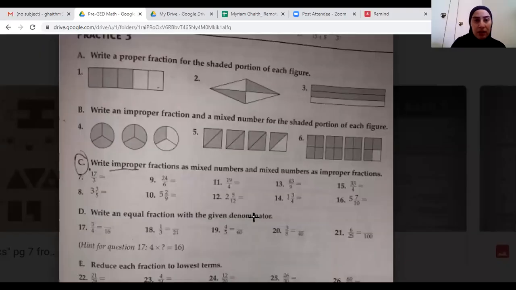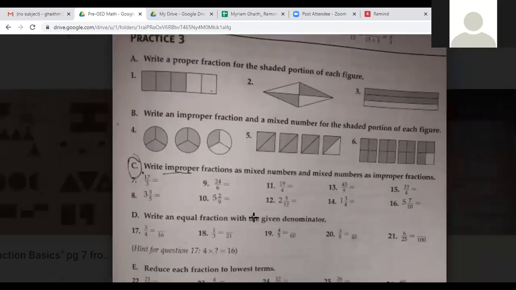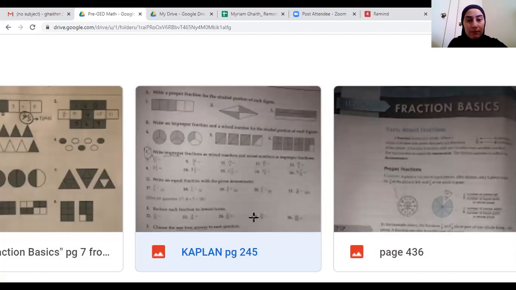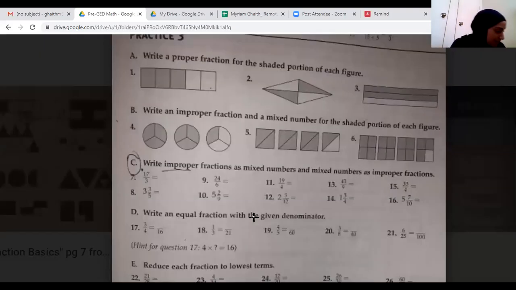All right, can you see this page now? Yeah. All right, so it looks a lot like page 437, but the questions are a little different. And so it's extra practice, and that's why I wanted to go over it.